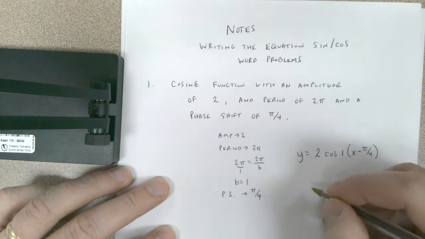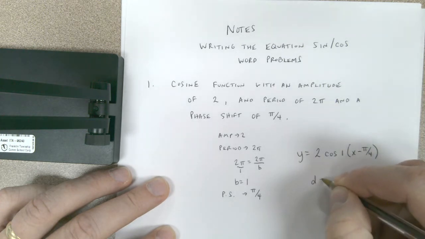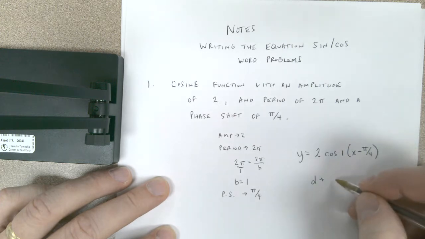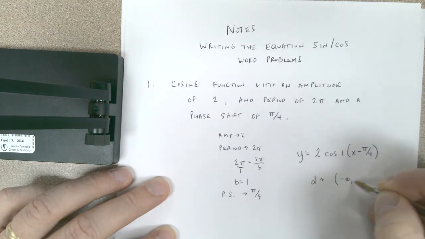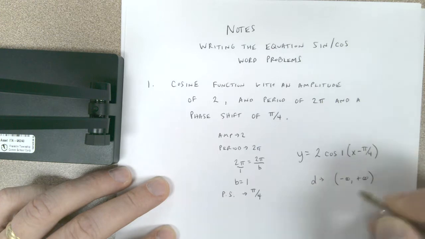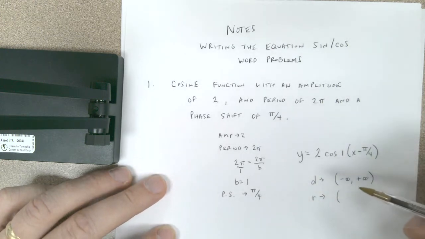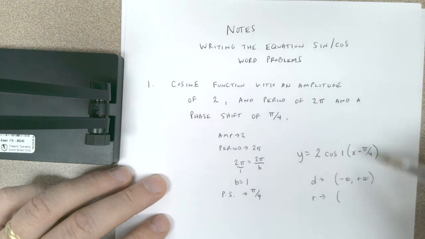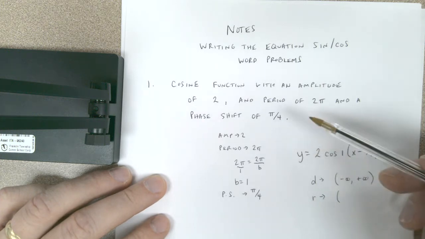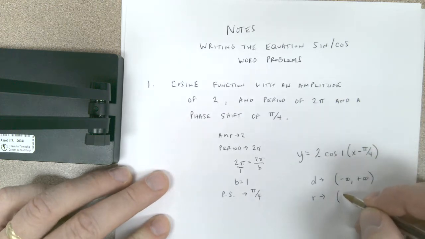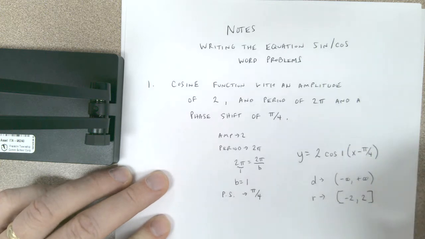If we're identifying the domain and the range, on this one, the domain has all of our x values. We know that's going to go from negative infinity all the way to positive infinity. And then if we're identifying the range, because we have no vertical shift, it's going to go up to 2 and it's going to go down to negative 2. So basically from negative 2 all the way to positive 2.